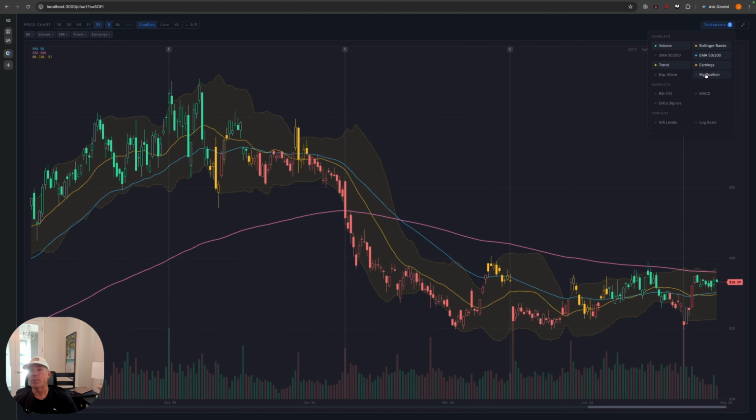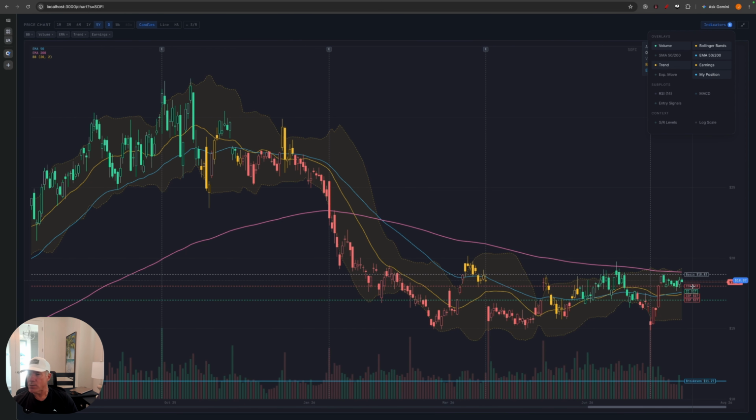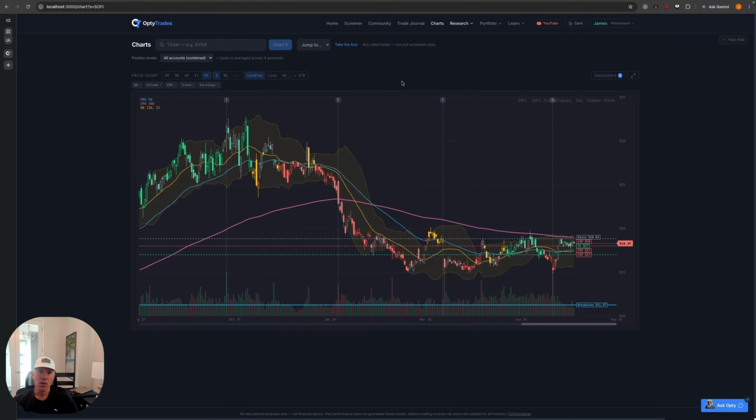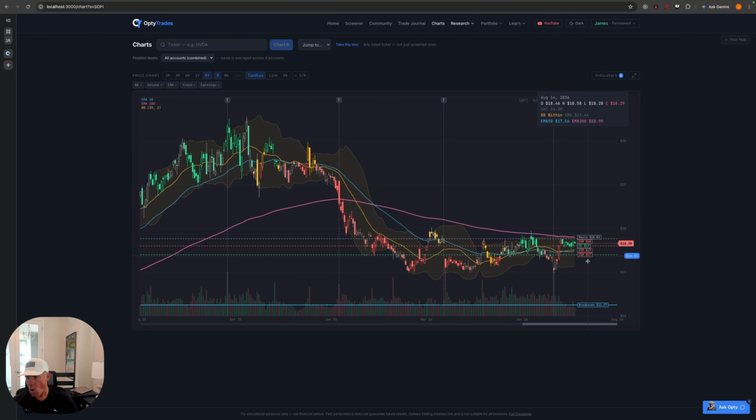Now I'm going to go to my positions. This is cool. And this goes back to my positions. These are all my positions and the levels they're at. Do you look at them with the stock itself? Now, I'm going to downsize this because I want to make a point on something. You have this position levels right here. This is in all of my accounts.